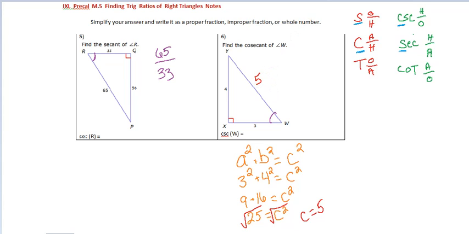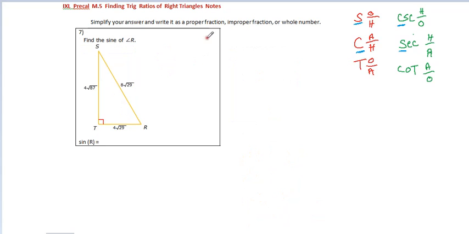Okay, now we can do it. Cosecant of this angle here, angle W, is the hypotenuse, which is 5, over the opposite leg, which is 4. Is that right? 5 over 4. We're doing cosecant, which is the hypotenuse over opposite. Yeah, I think that's right. Okay, so there we go with that.